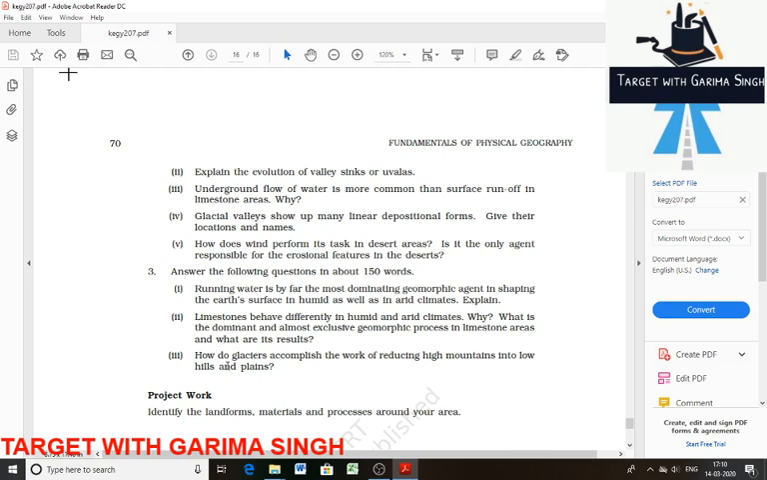Third is how do glaciers accomplish the work of reducing high mountains into low hills and plains. So, masses of ice move as sheets over the land or as linear flow down the slopes of mountains in broad trough-like valleys. A glacier in its way is more like water flow. The movement could be a few centimeters to a few meters a day or even less or more. Glaciers move basically because of the force of gravity.